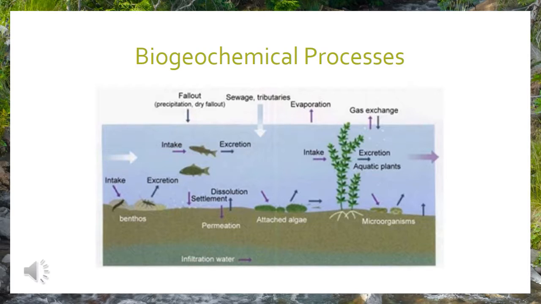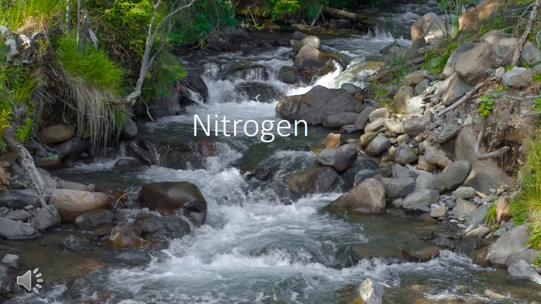This figure shows important biogeochemical processes that occur in river water during downstream transport. These processes include production, respiration, decomposition, nitrification, denitrification, and others carried out by micro and macroorganisms. So first, I'm going to talk about nitrogen in rivers and streams.